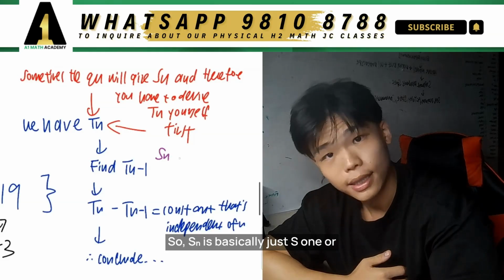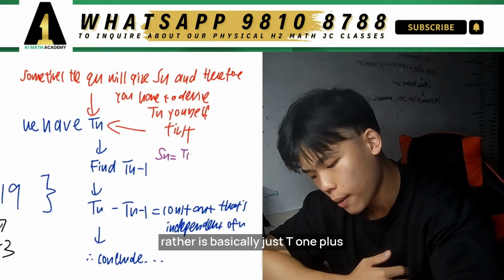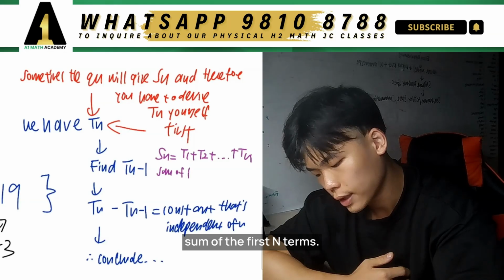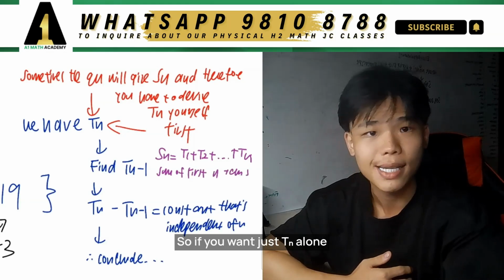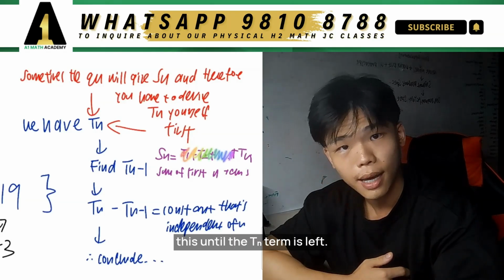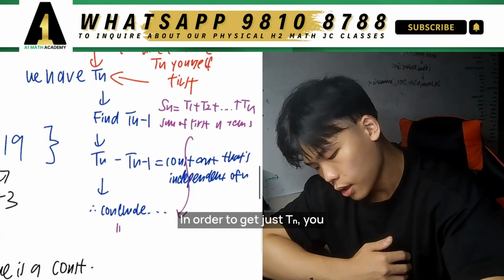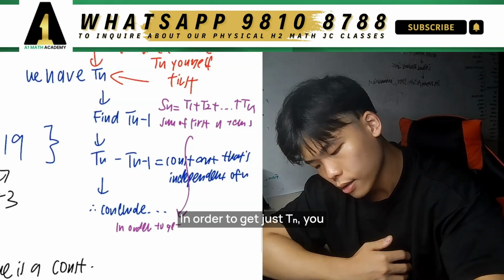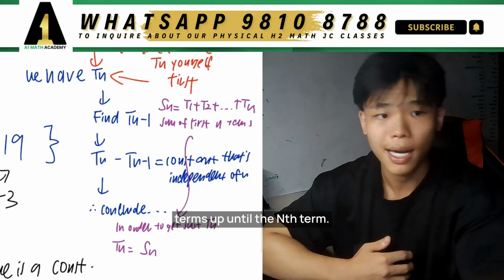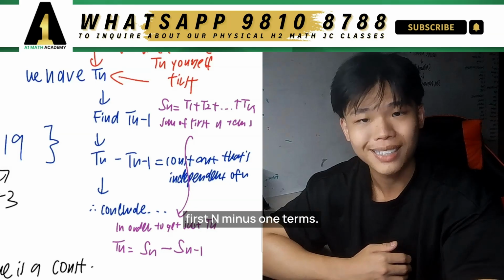So Sn is basically just T1 plus T2 all the way until Tn, because Sn is basically the sum of the first n terms. So if you want just Tn alone, naturally you will need to get rid of every single one of these until the Tn term is left. So how do you get rid of all of that? I'm just going to write it here. In order to get just Tn, you need to take Sn, which is the sum of all of the first n terms, and minus away S(n minus 1), the sum of the first n minus 1 terms.